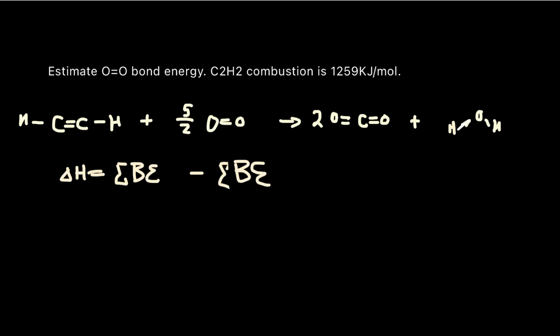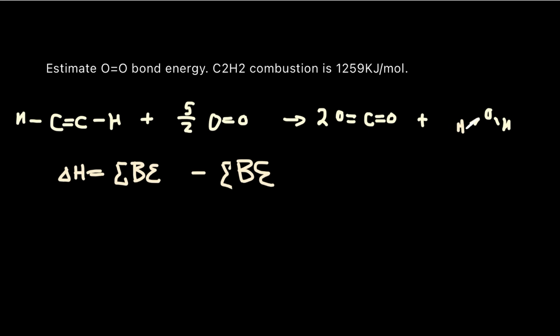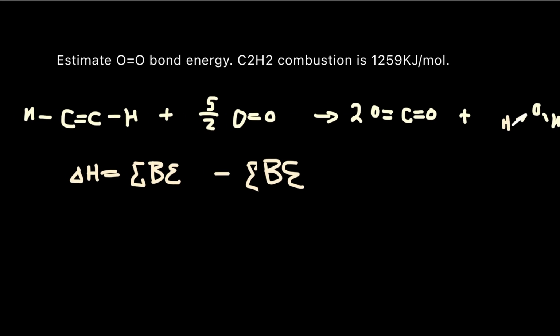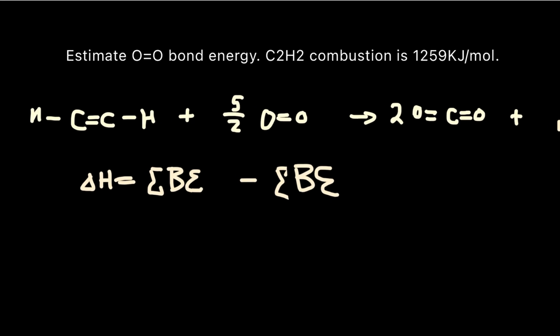What is the probable bond energy of the O double bond if the combustion of C2H2 is 1,259 kJ per mole? So since we're given the enthalpy of combustion, this will be the equation we use because we're asked for the bond energy and the enthalpy. Now the way we set this up is the bond energies of the bonds that are broken minus the bond energies that are formed, because when you break bonds, it's endothermic, and when you form bonds, it's exothermic. So the signs work out.